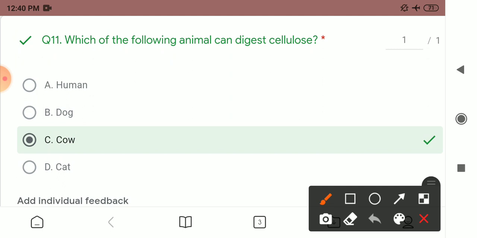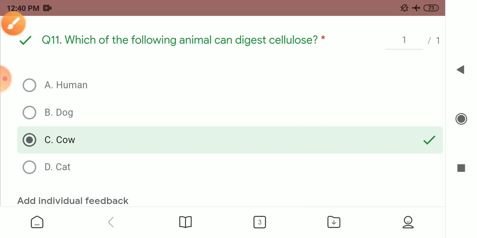Which of the following animals can digest cellulose? The options are human, dog, cow or cat. So here your answer is option C, that is cow. Cow can digest cellulose. The other options, that is human, dog and cat, cannot digest the cellulose. So here your answer is option C, cow.